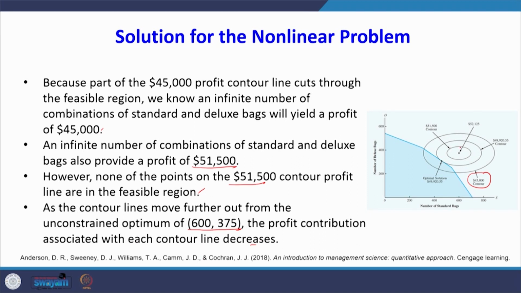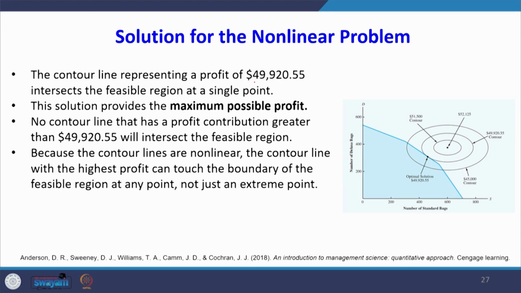You see, initially our solution was this one. When we move away from this unconstrained optimal value, the value of the objective function decreases. But when it is touching this point, we get the maximum value for the objective function, that is 49,920. This point, the values of S and D, is our optimal solution. The contour line representing a profit of 49,920 intersects the feasible region at a single point, this point.